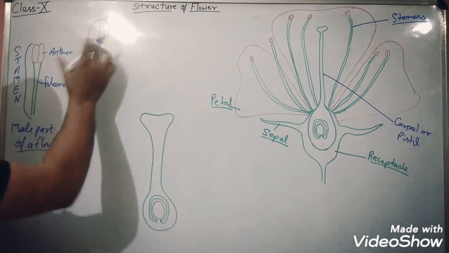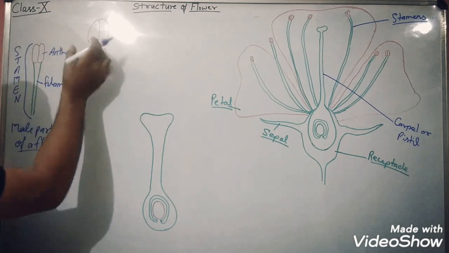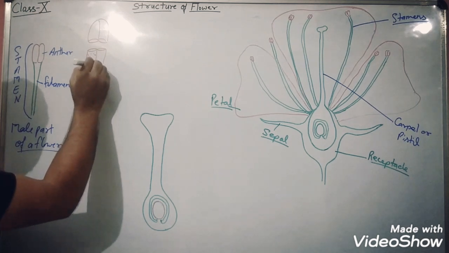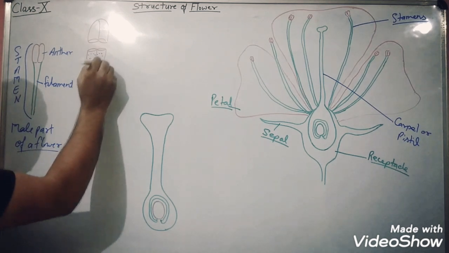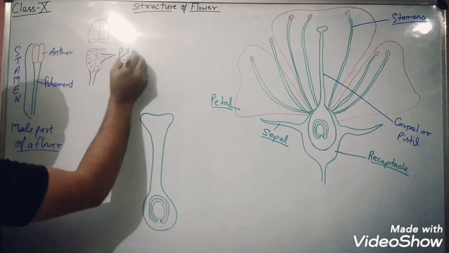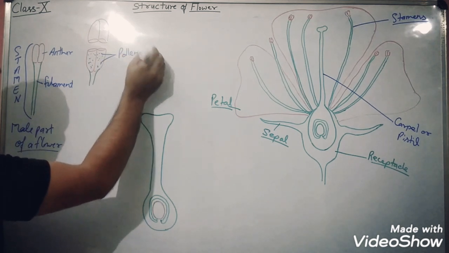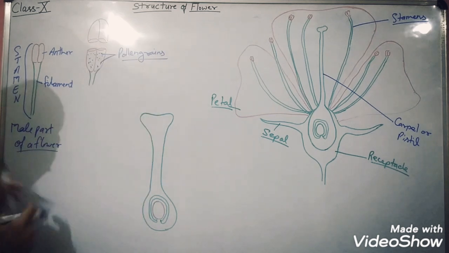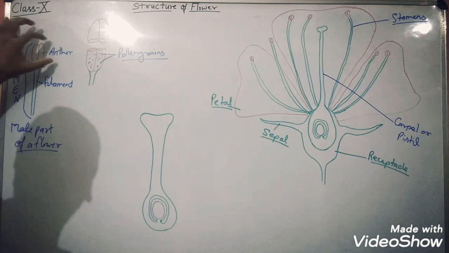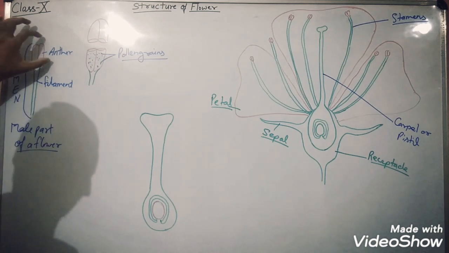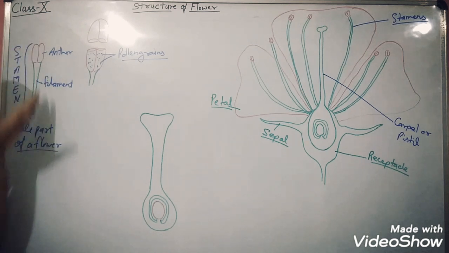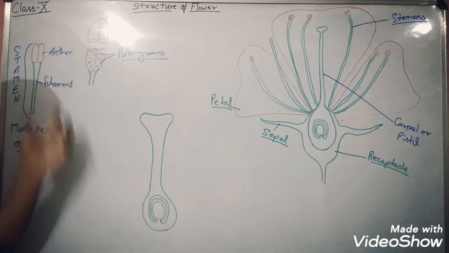These anthers, when we are going to cut them, we can see the sac-like structures, and they are having some small powdery structures inside them, which are known as what? Pollen grains. So this is the male part of flower, that is known as stamen, consists of two different structures. The first one is sac-like structure, that is known as anther, and the tube-like structure, that is known as filament.